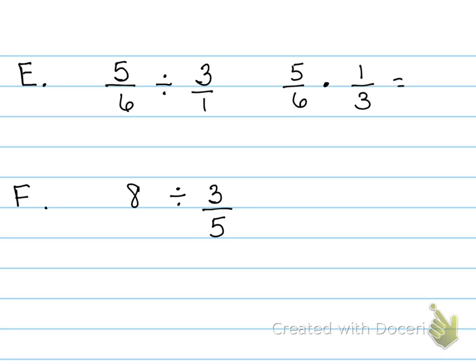Then we multiply straight across, 5 and 18. And then we ask ourselves, can anything go into both of those equally? Well, nothing can go into 5 and also go into 18 equally. So this is our simplified answer.